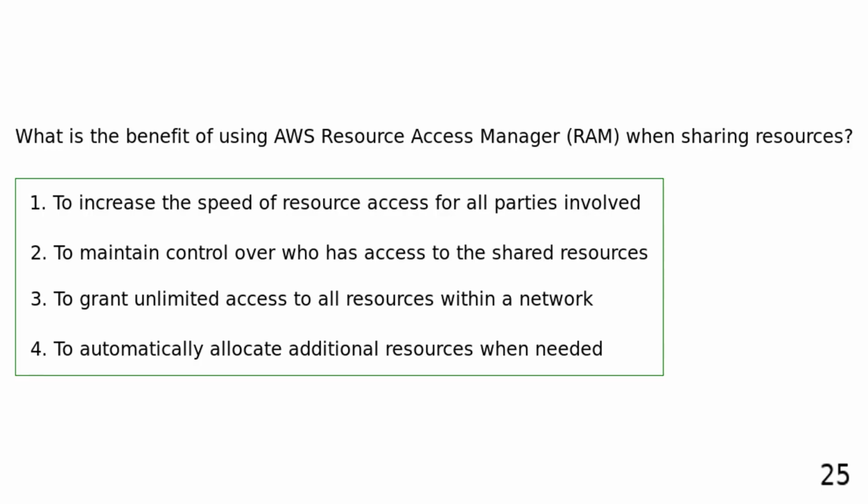What is the benefit of using AWS Resource Access Manager when sharing resources? To increase the speed of resource access for all parties involved. To maintain control over who has access to the shared resources. To grant unlimited access to all resources within a network. To automatically allocate additional resources when needed.